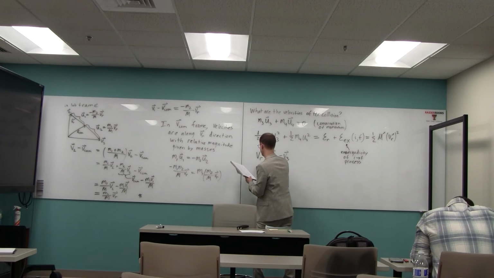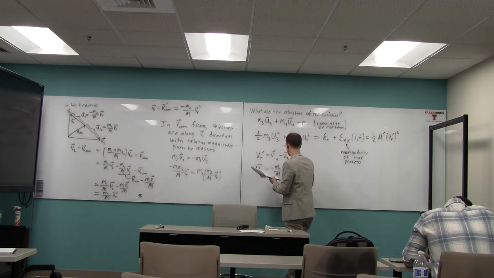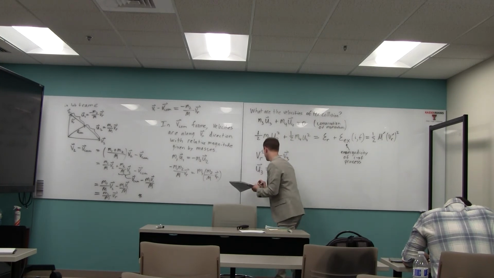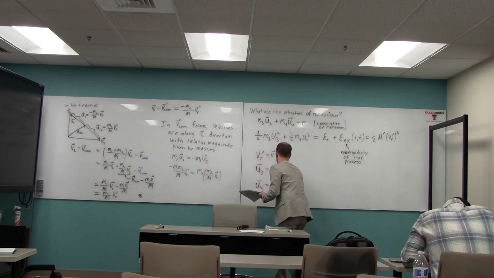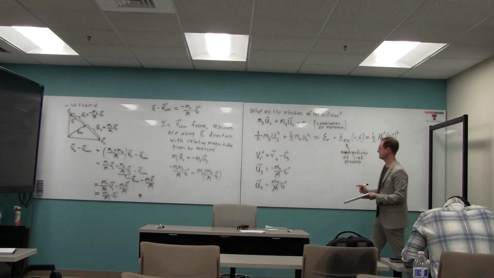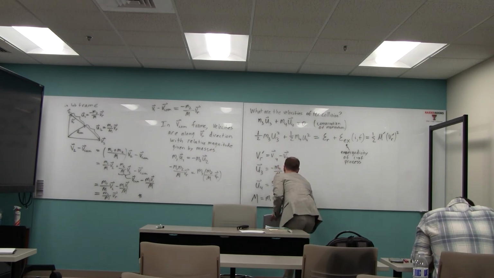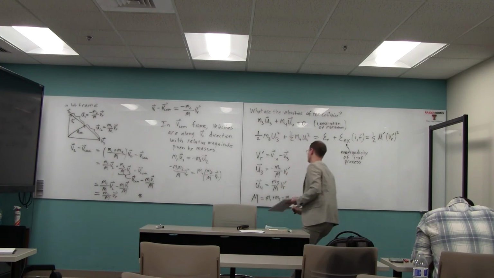U3 is equal to minus m4 over m times the relative velocity, and U4 is equal to m3 over m times the relative velocity, where m is the total mass, right? It's equal to m1 plus m2, and it's also equal to m3 plus m4, because mass is conserved.